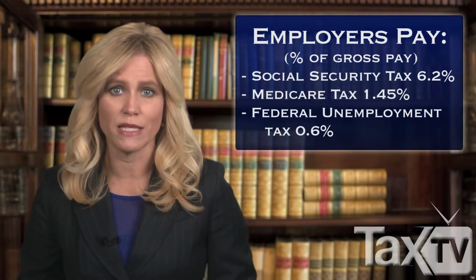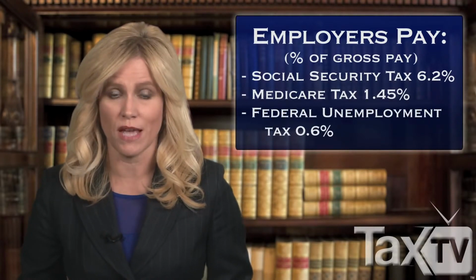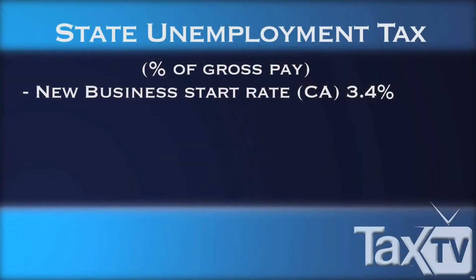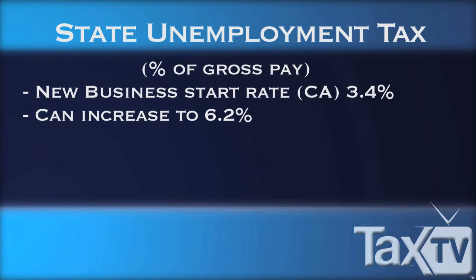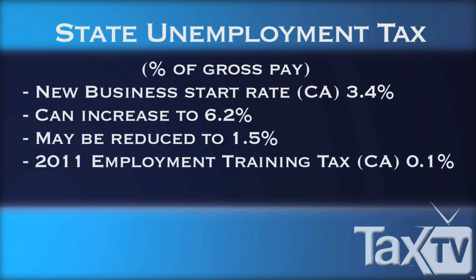The federal unemployment tax rate paid by employers in every state in the nation is 0.6%. State unemployment is the only tax that a business owner may have some control over. It will vary depending on the amount of unemployment claims the business has. Each new business in the state of California starts at the rate of 3.4%, but this rate can increase to as high as 6.2% or may be reduced to as low as 1.5%. The employment training tax rate for California in 2011 is 0.1%.